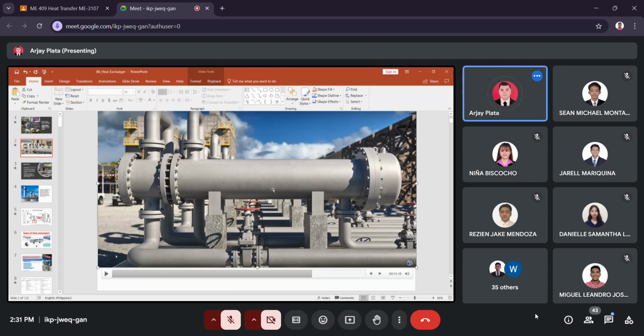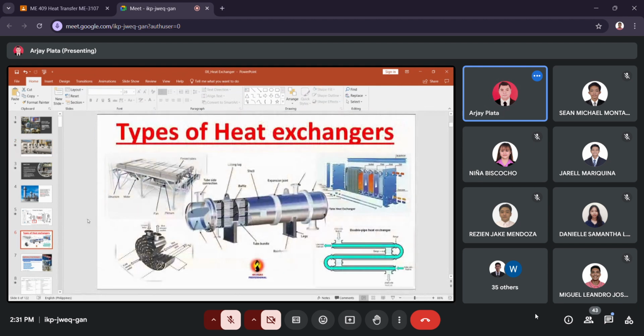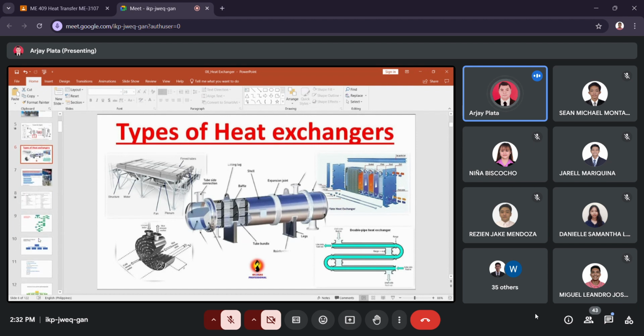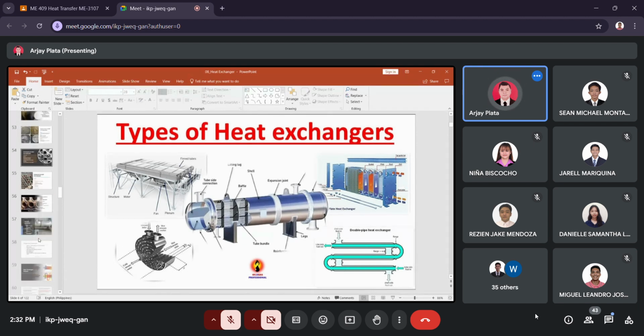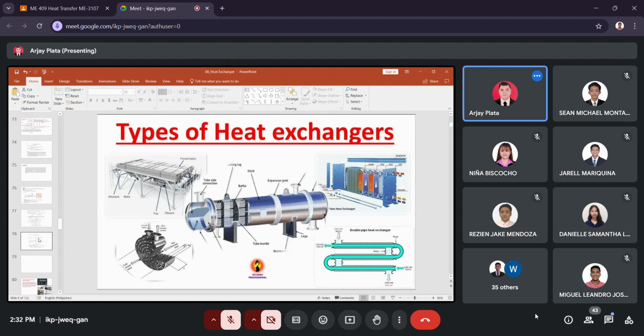We can select shell and tube type if we want future expansion, or also the plate and frame. In plate and frame, you can add a series of plates if it requires extension or expansion. I think I have here some photos of a plate and frame.